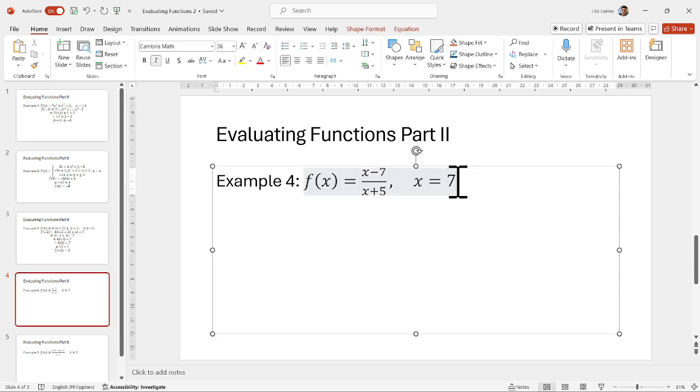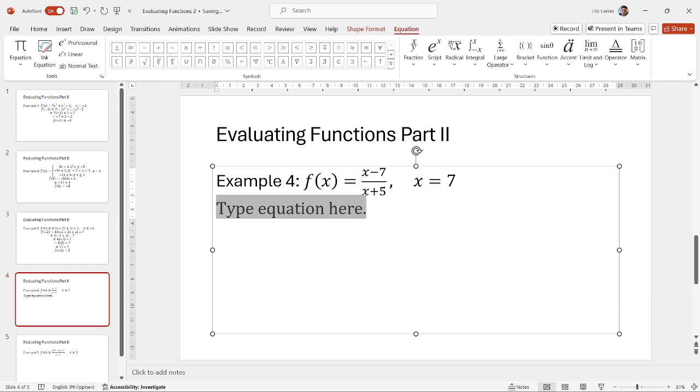We will be using the same process, which is we will substitute the given value of x in our function and solve to determine its value. And to do that, we have f of 7 is equal to, substituting in our rational function, x is again 7, minus 7 over, what is x again? 7 plus 5.